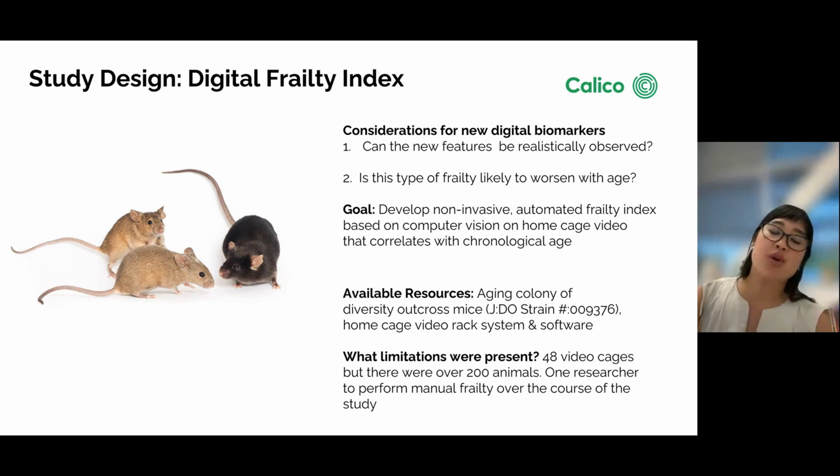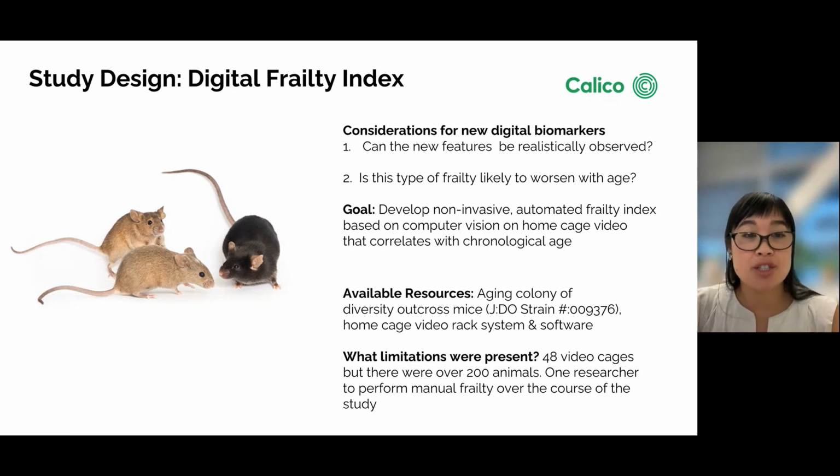So we started to brainstorm a study design to develop a home cage digital frailty index. And these would be new digital biomarkers that we were developing in-house with our machine learning team. And some of the considerations that we asked ourselves when we were thinking of what features or digital biomarkers to develop was, can the new features be realistically observed using video? And would that type of frailty be likely to worsen with age? So we came up with this goal of developing a non-invasive automated frailty index based on computer vision on home cage video that will correlate with chronological age.